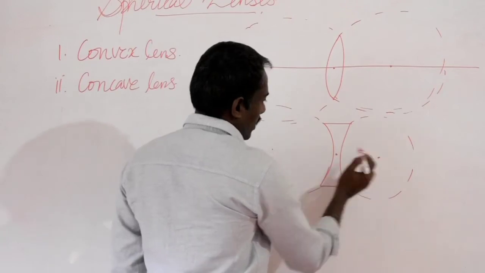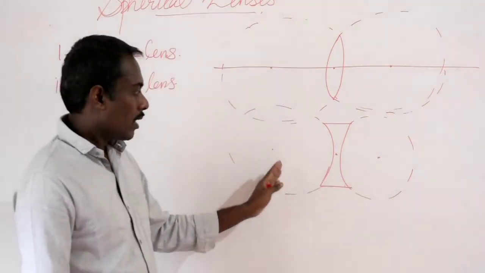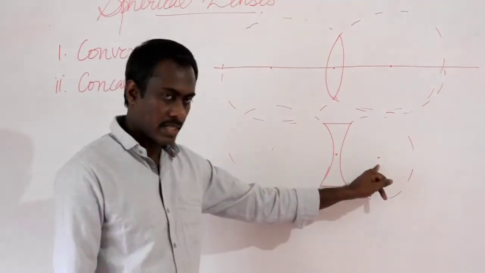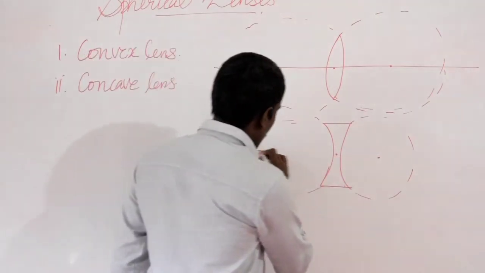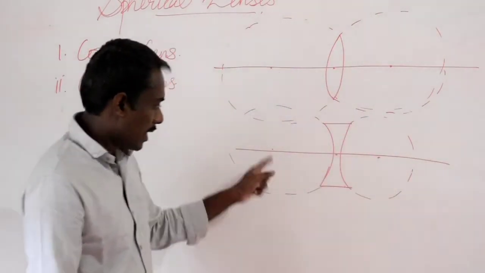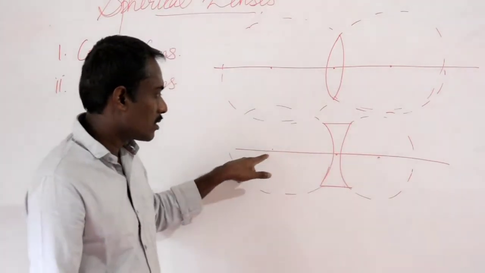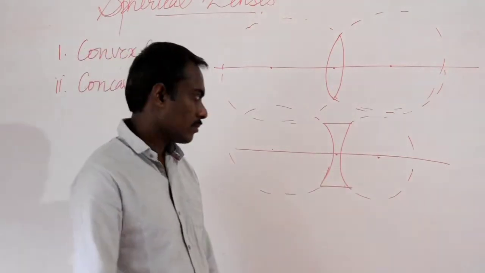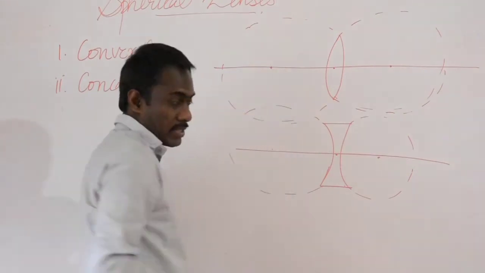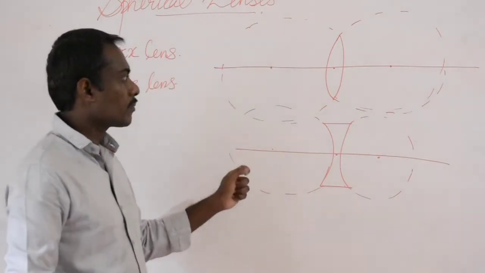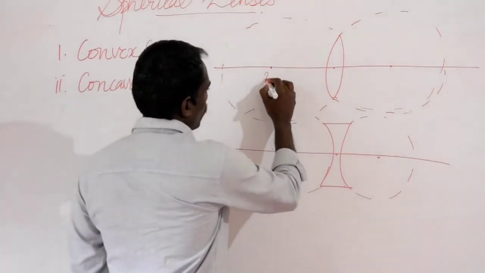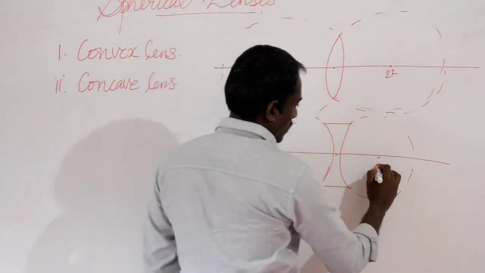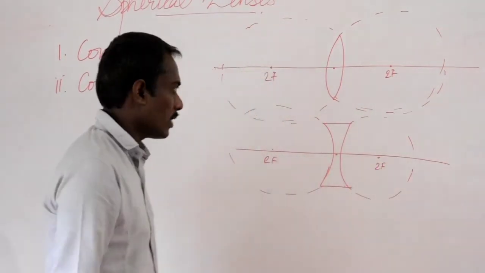we will get two imaginary circles, and the line passing through the optical center and the centers of these imaginary circles is called the principal axis of the lens. The term center of curvature is generally not used for lenses; instead we use the term 2F.